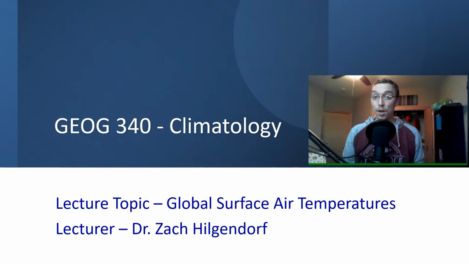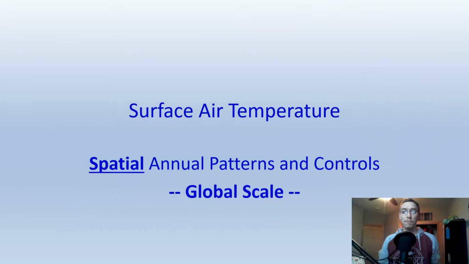So let's first off start out here and just look at the bulk. So surface air temperatures, we're going to focus on spatial annual patterns and controls. If you think back, we looked at kind of annual controls. So we looked at, or sorry, more temporal based, so diurnal and temporal based patterns. We talked about annual and seasonal patterns as well. We're going to throw space into that. And to get to that spatial aspect, we need to go a little bit more global.